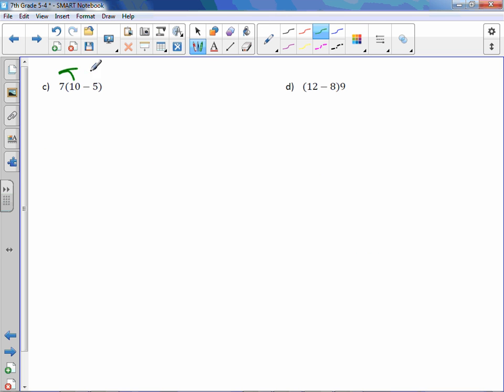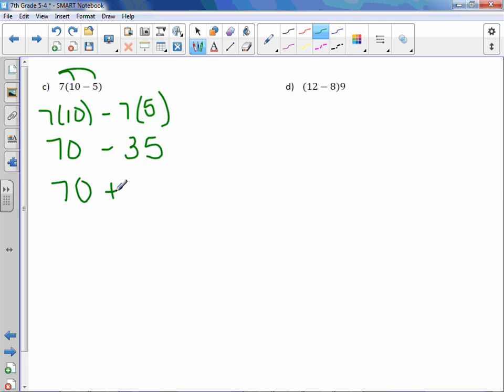Letter C, 7 times 10 minus 7 times 5. Again, taking that 7 and distributing it or multiplying it by both numbers on the inside. So we get 70 minus 35. I will not subtract, but I will add the opposite. Actually, let's rewrite that. Different signs difference. Subtract them and keep the sign of the larger. Well, the larger is positive, so 35.